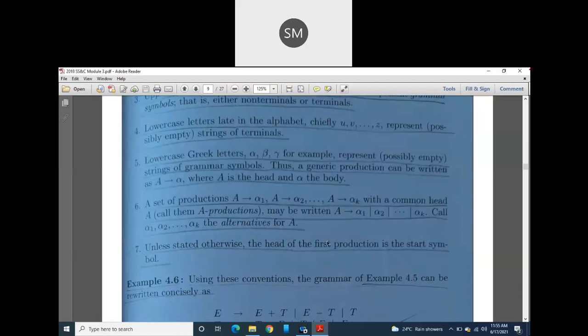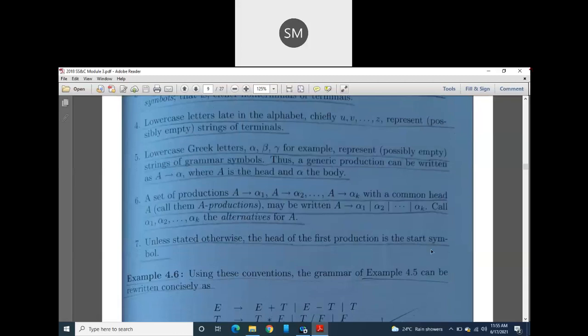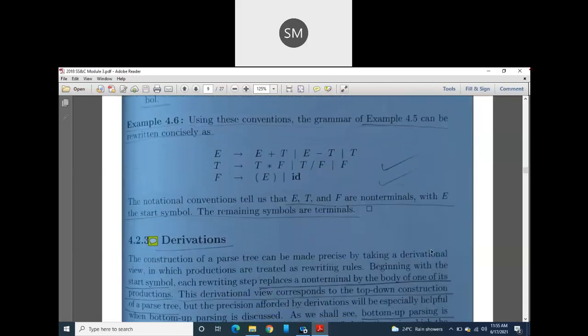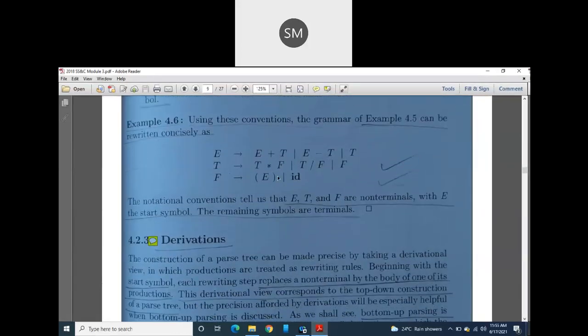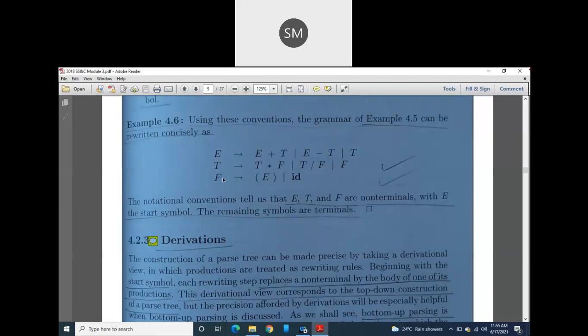Okay, so all these seven points are very important, guys. The head of the first production is the start symbol. Always keep it in your mind. The head of the first production will be the start symbol, and it will usually be represented by capital letter S. For your understanding, I will show you one example here. Here one grammar we have written. This grammar at first appearance has three productions, but it contains 1, 2, 3, 4, 5, 6, 7, 8 productions, guys.